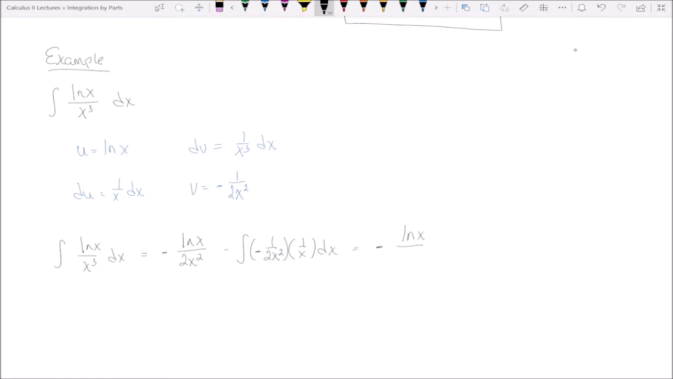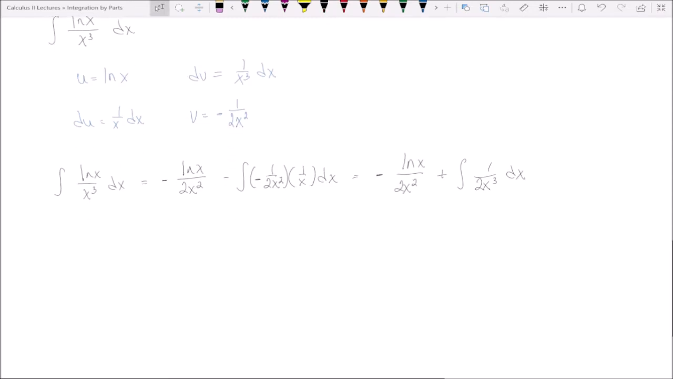So we have negative log x over 2x squared plus the antiderivative of 1 over 2x cubed dx. This would equal negative log x over 2x squared minus 1 over 4x squared plus a constant.